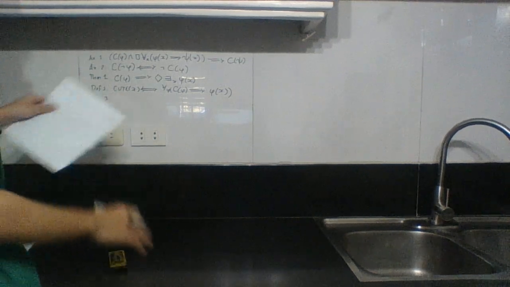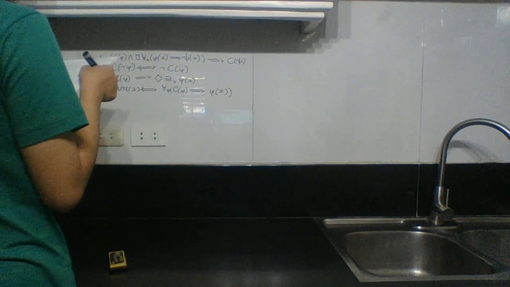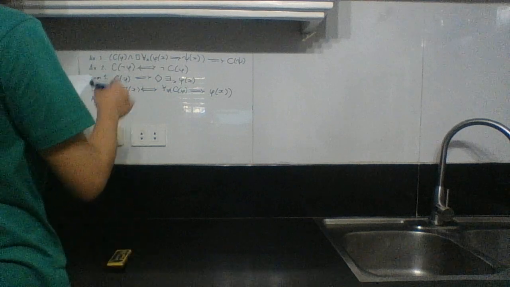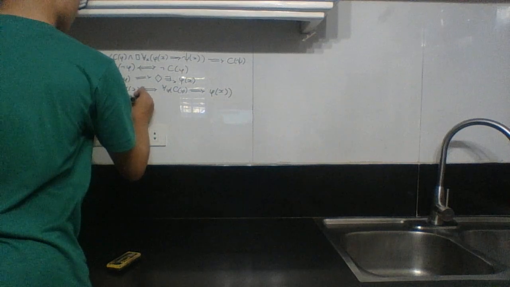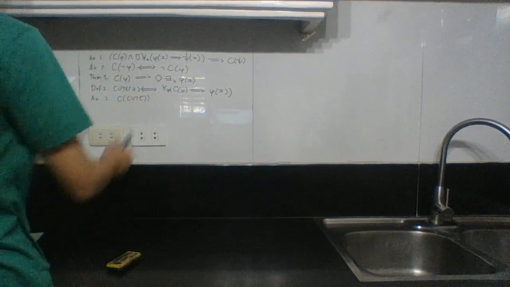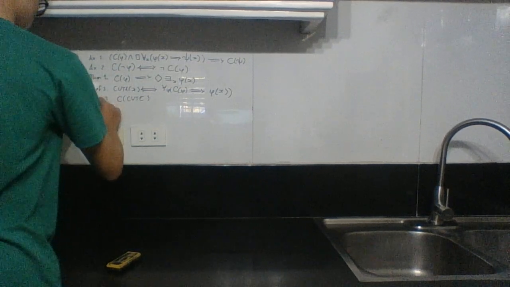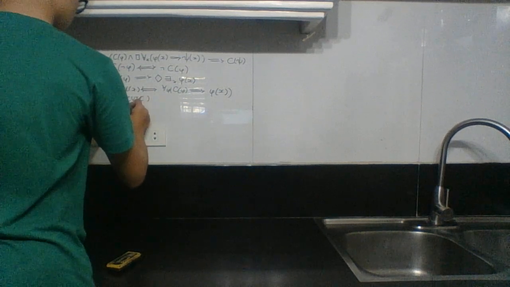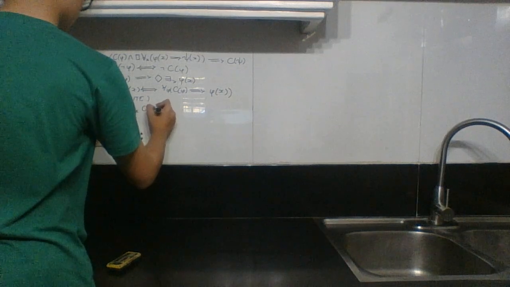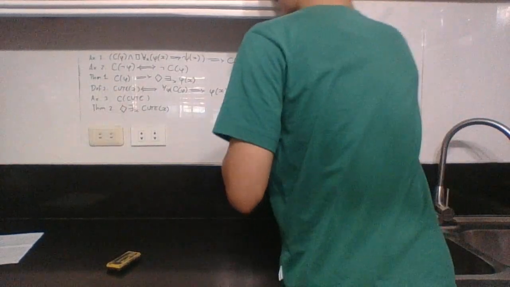By the way, all of this employs first order logic notation, and modal logic, like diamond for possibly and square for necessarily. Axiom 3: it's cute to be cute. Theorem 2: it's possible that there exists an x that is cute, because of Theorem 1 applied on Axiom 3. That's Theorem 2. So, definition 2.